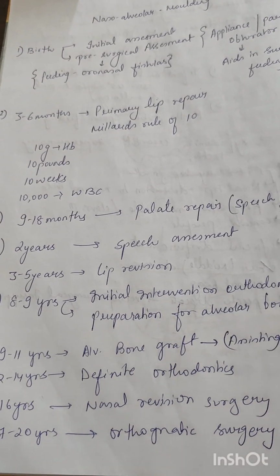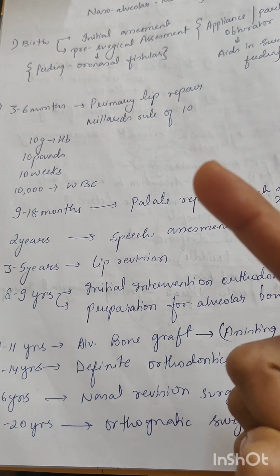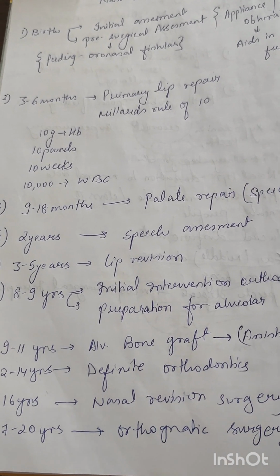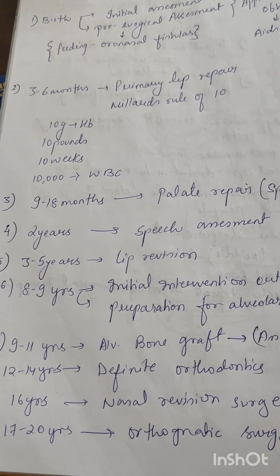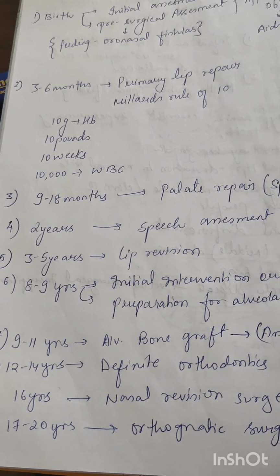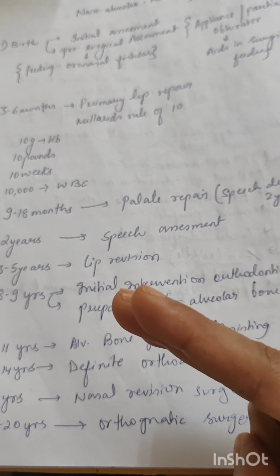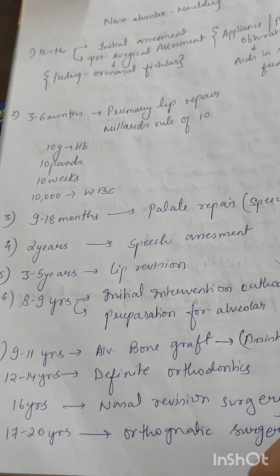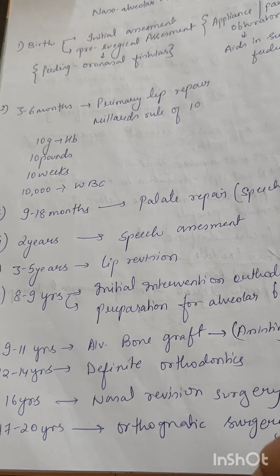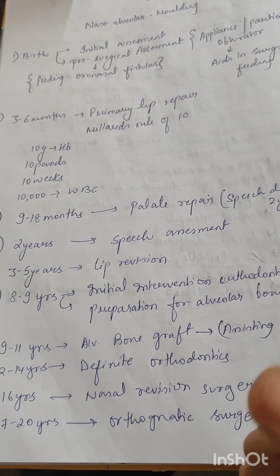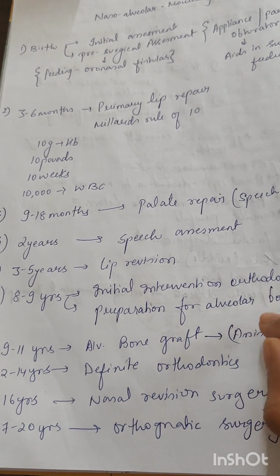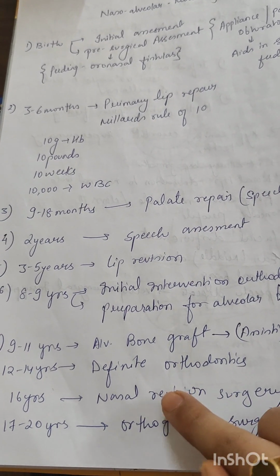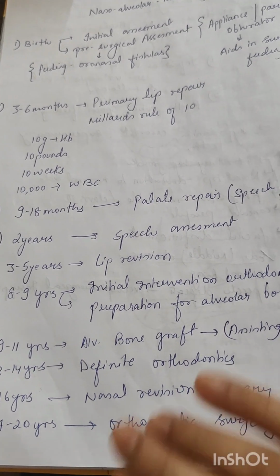Once again, we'll go through the management. At birth, initial or pre-surgical assessment. At 3 to 6 months, primary lip repair, Millard's rule of 10: 10 gram hemoglobin, 10 pounds weight, 10 weeks, 10,000 WBC. At 9 to 18 months, palate repair. Speech develops at 2 years, so at 2 years, speech assessment. 3 to 5 years, lip revision. 8 to 9 years, initial orthodontic intervention and preparation for alveolar bone graft. 9 to 11 years, alveolar bone graft, because the canine will erupt. 12 to 14 years, definitive orthodontic treatment. 16 years, nasal revision surgery. 17 to 20 years, orthognathic surgery.